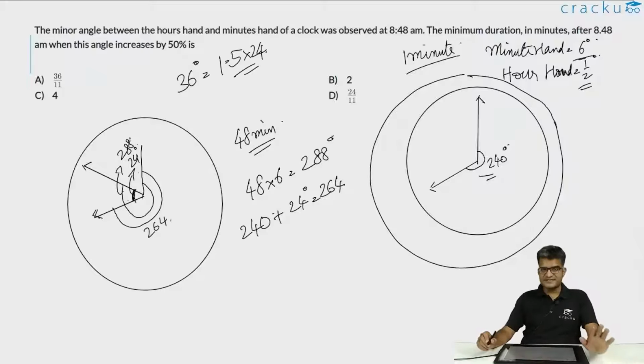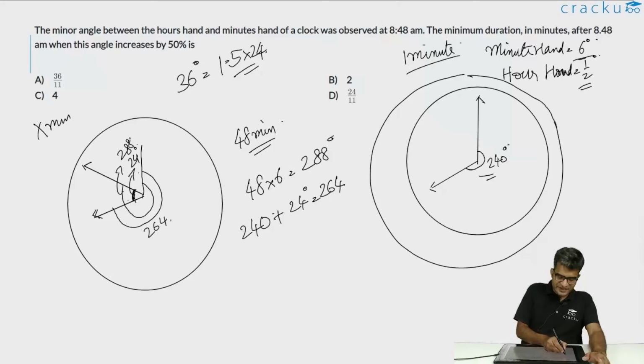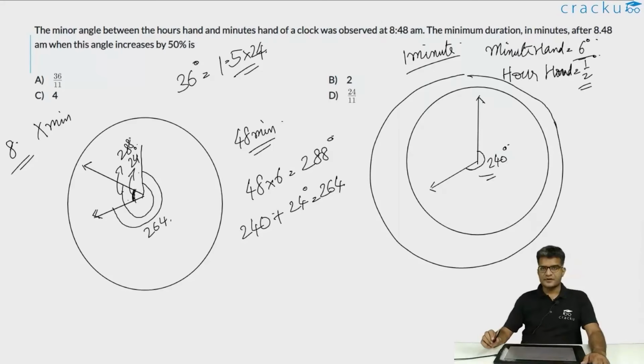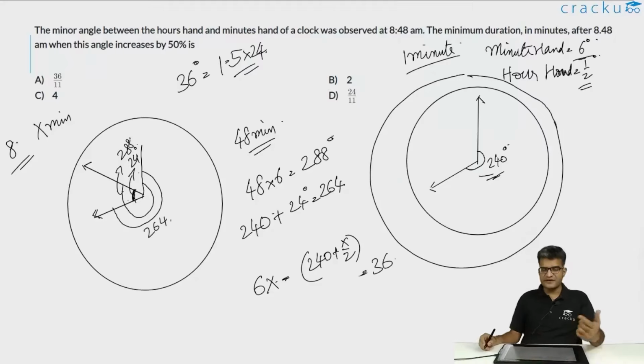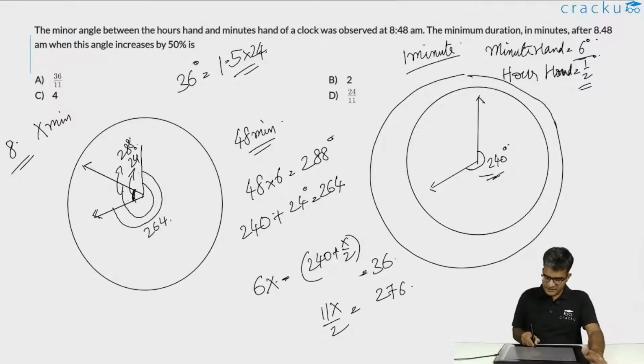Suppose it becomes 36 degrees x minutes after 8. So what is the angle traversed by the minute hand? That will be 6x. What is the angle traversed by the hour hand? That will be, again like earlier, initially it was 240 degrees plus x by 2. The difference we are told is equal to 36. We have to calculate the value of x, so 11x by 2 is equal to 240 plus 36, which is 276, or the value of x is equal to 276 into 2 by 11, which is equal to 552 by 11.